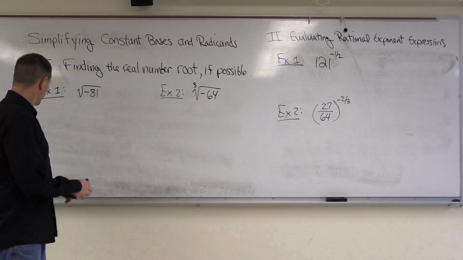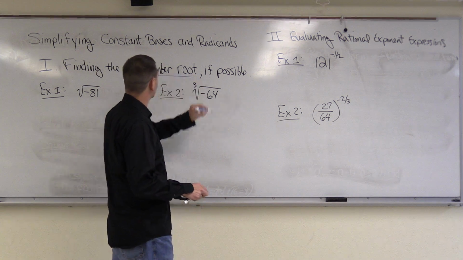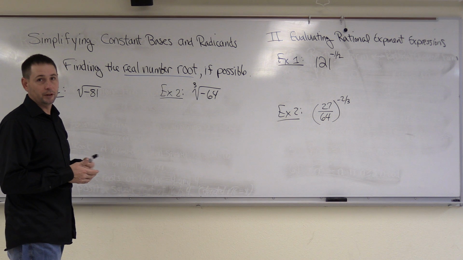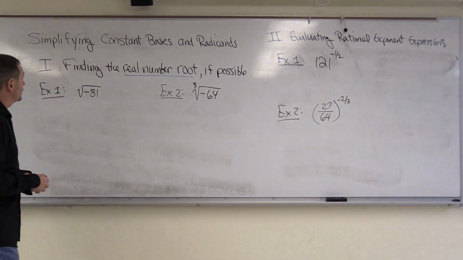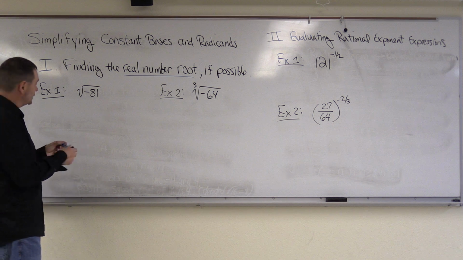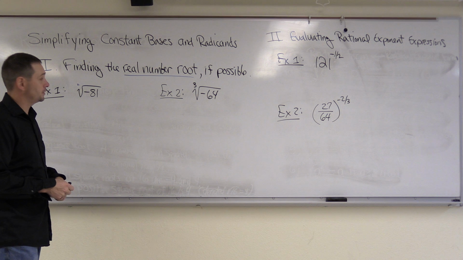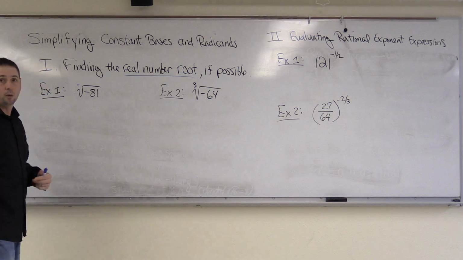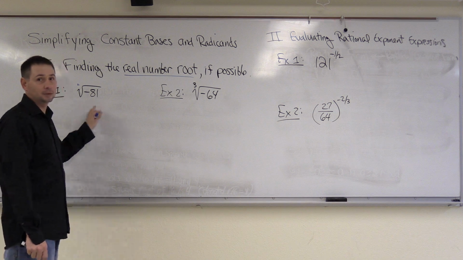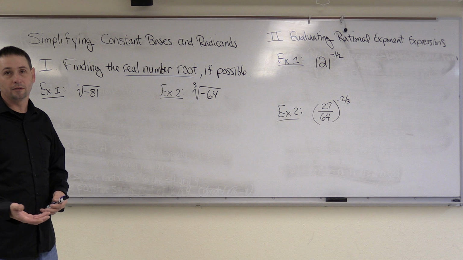So if I'm asking you a question like this, find the real number root, if possible. The key is real number. It ties into the rules that we had mentioned in the earlier video. If I look at example 1, I know this is a square root, so this is an even number, and also the definition. By definition, I'm saying, what number, when squared, do I get negative 81? It's impossible.